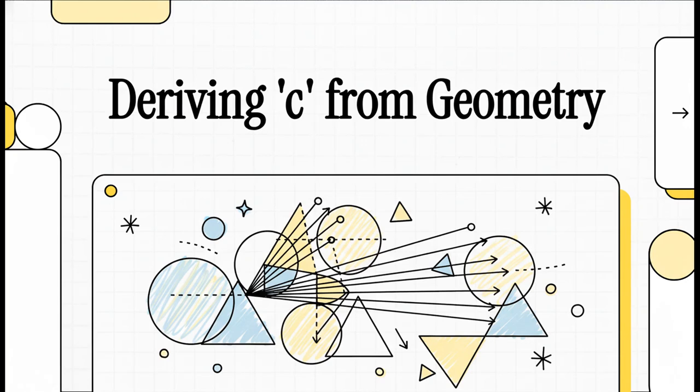All right, today we're tackling one of the most famous numbers in all of physics, the speed of light. But here's the thing, we're not just going to talk about what it is, we're going to explore a really radical new idea about where it even comes from. So let's see if we can actually build the speed of light from scratch.